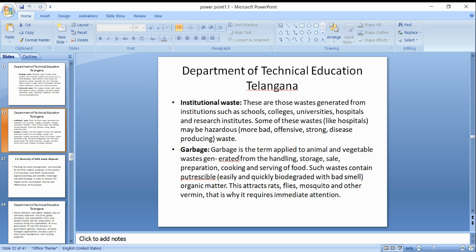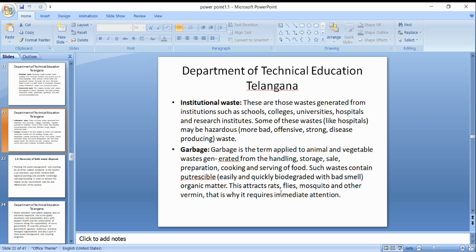Garbage is the waste applied to animal and vegetable waste. The waste which is produced from animals and vegetables is considered garbage, from storage, sale, and preparation for cooking. So the vegetable and animal waste will be stored and sold. It is putrescible and easily decomposed organic matter.